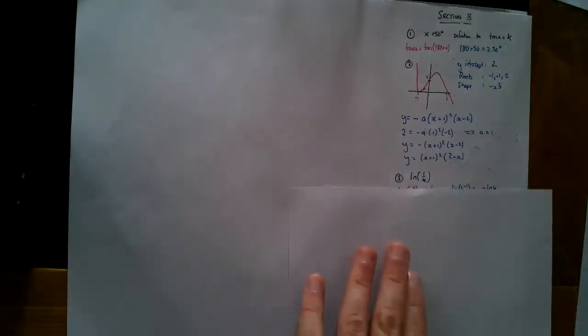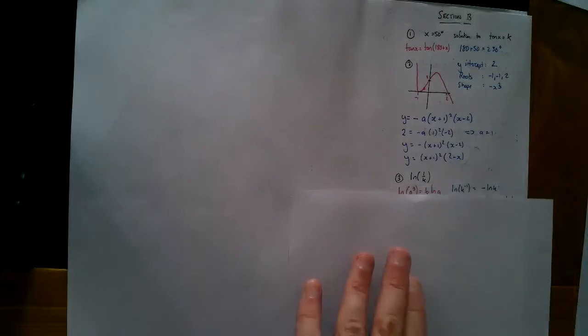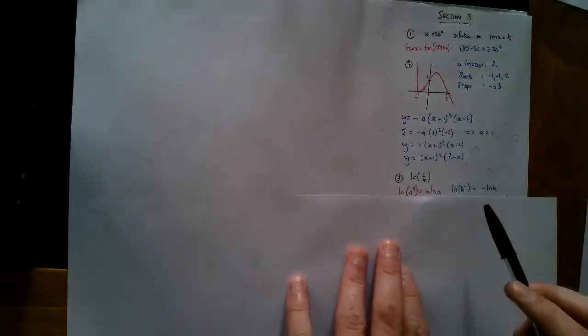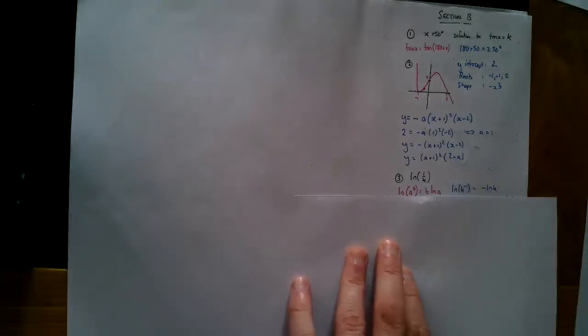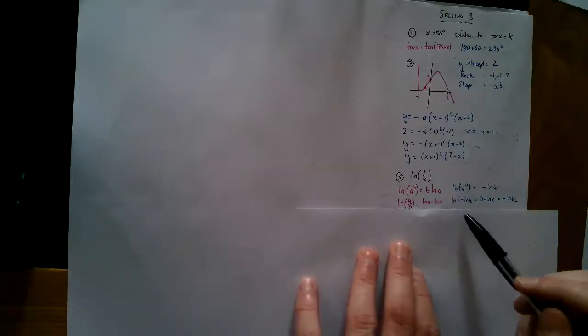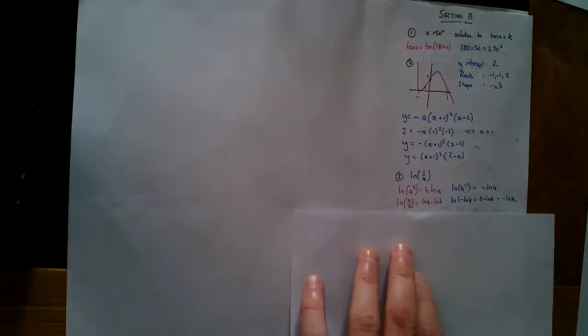Okay, number 3, ln 1 over k. Well, you can do this two ways. You can either write it as k to the -1, bring the power to the front, so it's minus ln k, or do the division rule, so ln 1 minus ln k, and ln 1 is 0, so you just get minus ln k either way.